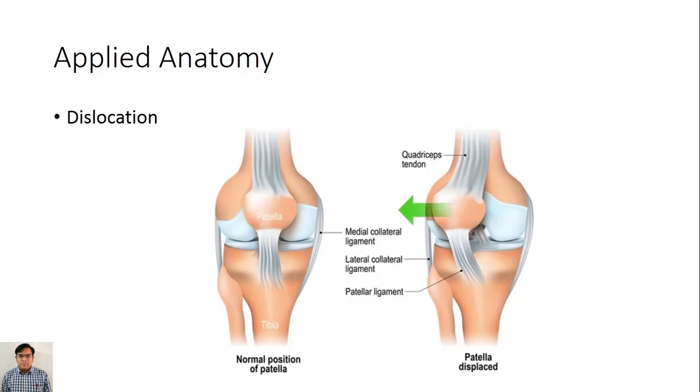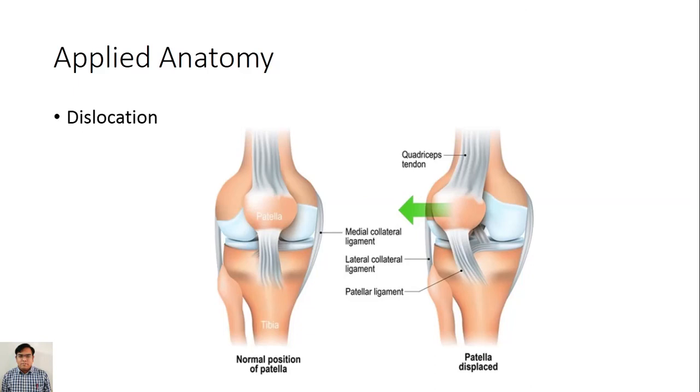Now the applied aspect, most common is dislocation. In the left figure you can see the normal patella, while in the right figure you can see the lateral dislocation of patella. Dislocation of patella is more common on lateral side because the long axes of thigh and leg are directed outwards at knee.